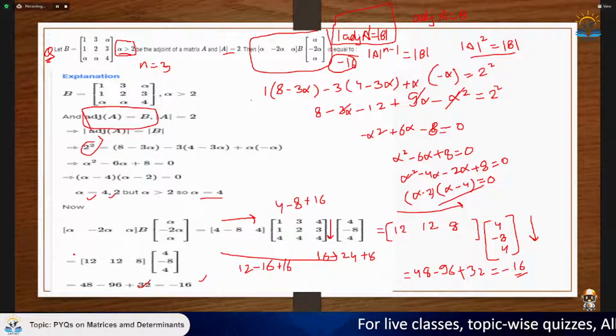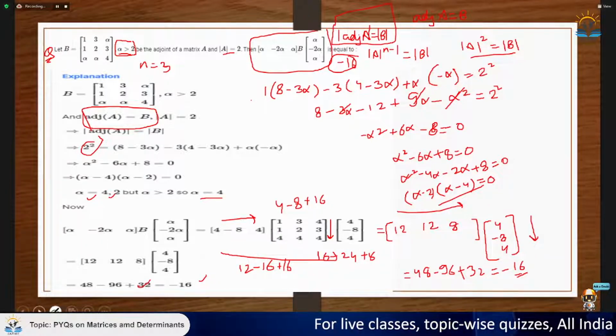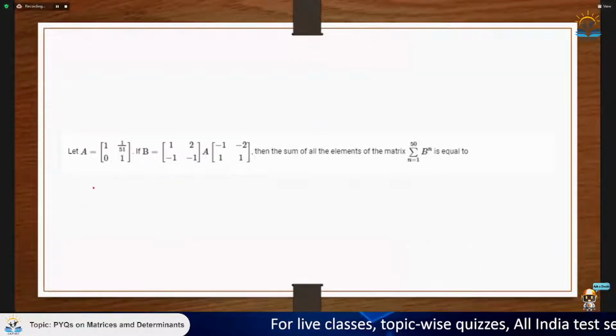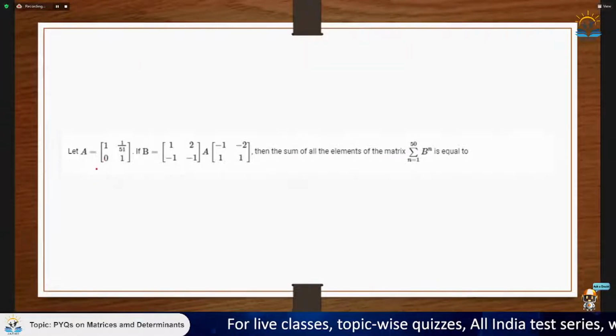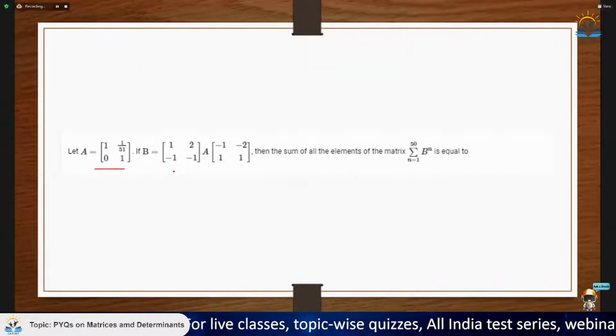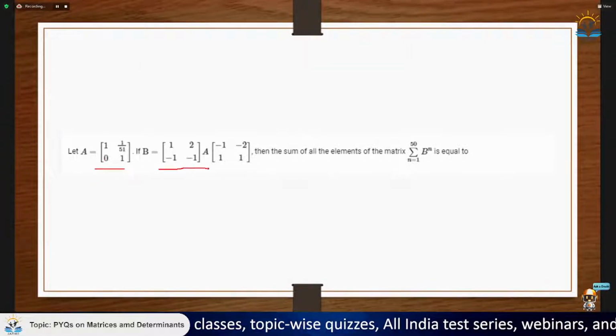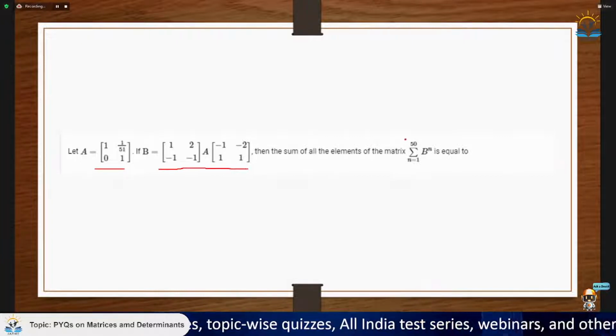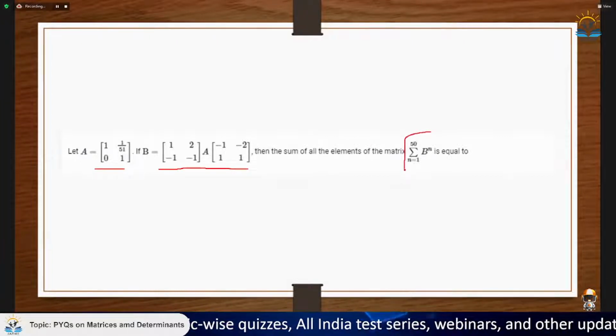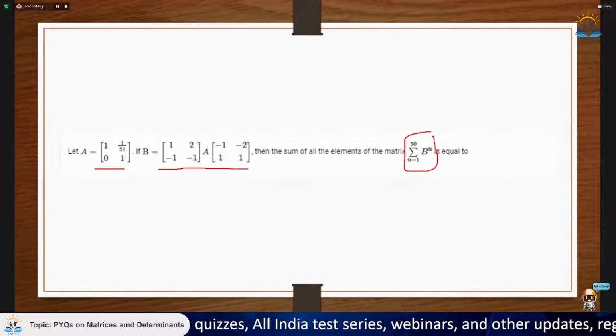Okay, now moving on to the next one. So in this question, it is given to you that A is equal to this matrix, B is equal to this matrix multiplied by A multiplied by this. Then the sum of all the elements of matrix B power n is equal to what?